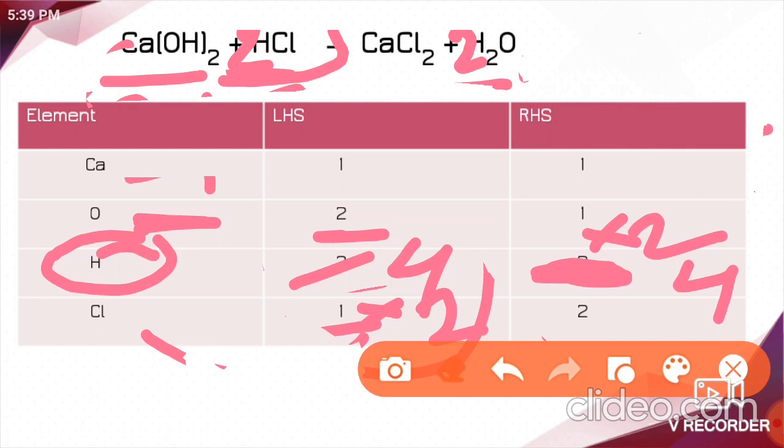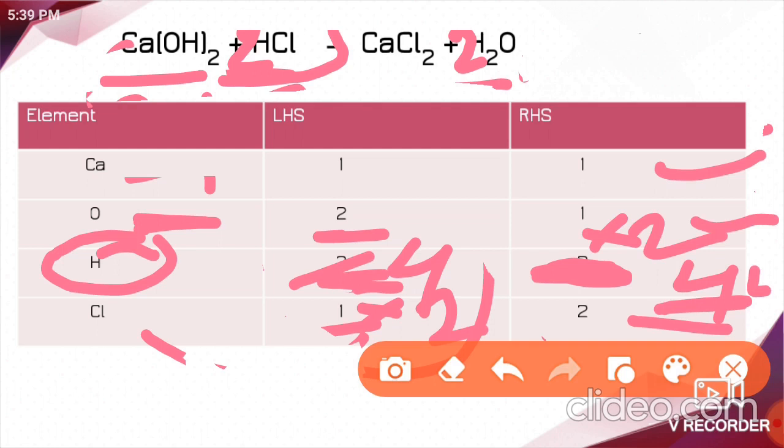Here we need not balance it. It is already balanced, right? Look here. In the product side, hydrogen atoms are 4. In the reactant side, hydrogen atoms are 4. So it is balanced. Calcium 1 and 1, oxygen 2 and 2, hydrogen 4 and 4, and chlorine 2 and 2.